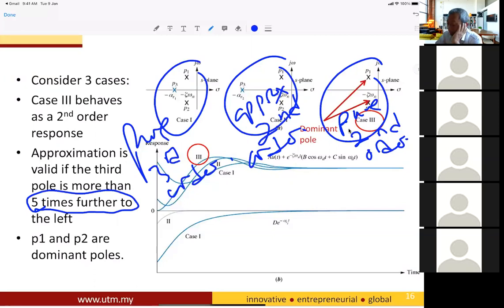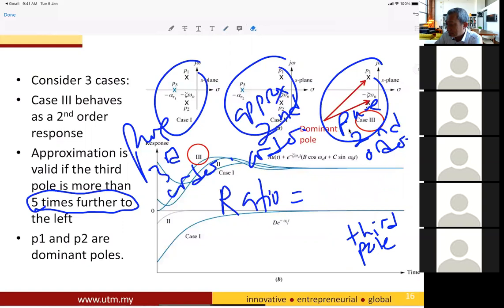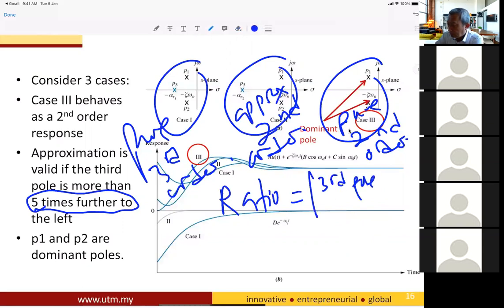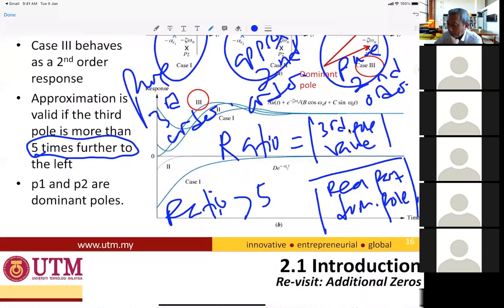So further to the left means that the ratio is equal to the third pole value divided by the real part of the dominant pole. Take the modulus, a positive number. So the ratio must be greater than 5. Clear?